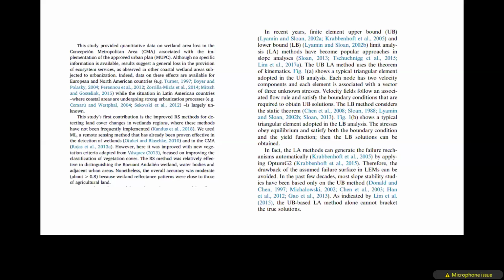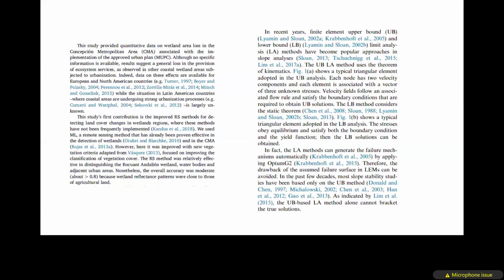And then the second paragraph on the left-hand side: this study's first contribution is the improved RS method. Now, this is just descriptive, right? And then we used ML remote sensing that has already been performed. This is descriptive, right? However, here it was improved. Now what have they done, right? This RS method was relatively effective. Now they are going to interpret what they have done. The last sentence of the paragraph, right?